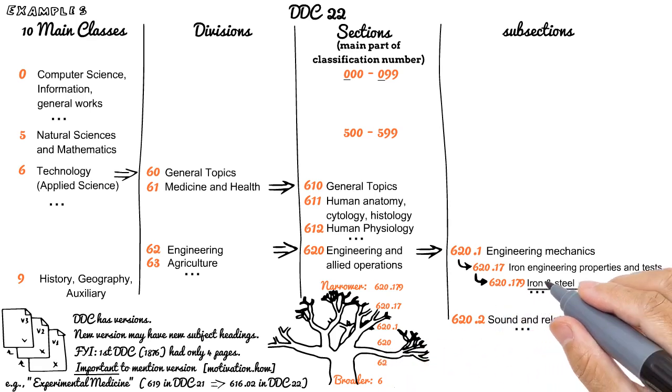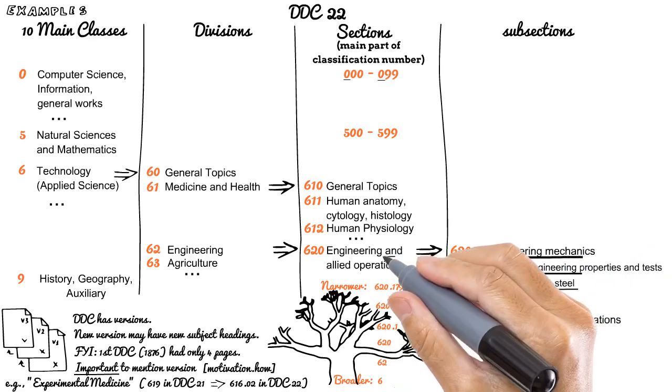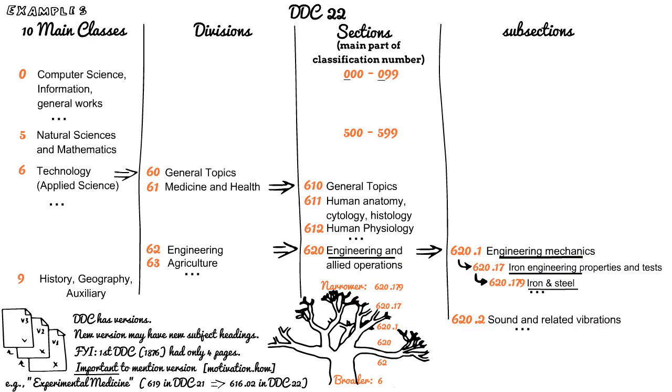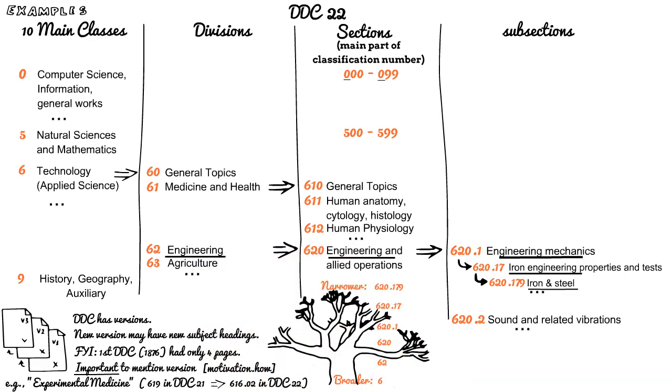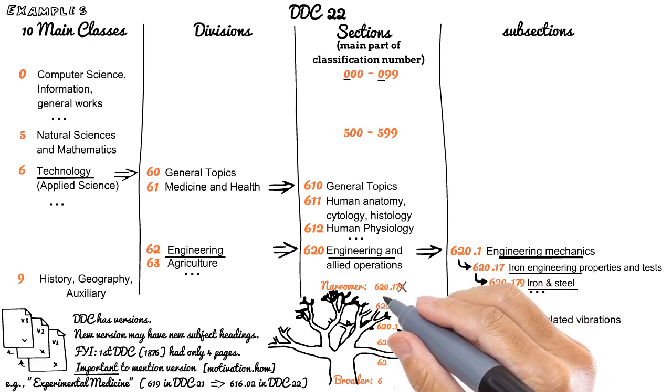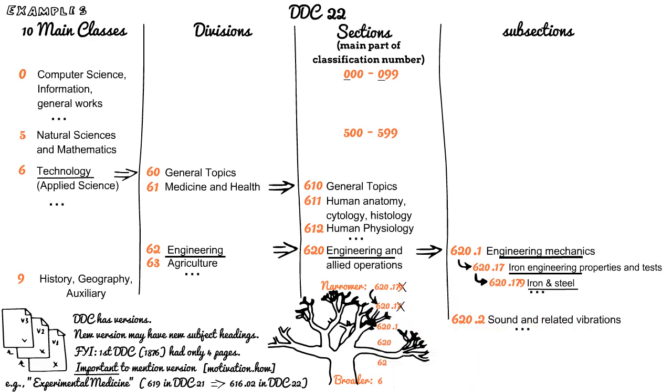For example, you can travel from iron and steel subsection through engineering, mechanics and materials and engineering and allied operations standard subdivision subsection, all the way to engineering and allied operations division numbered 62 and DDC main class technology with number 6. As you can see, it's relatively easy to use such decimal system in searching using computer. Just add or remove rightmost digit and you can move to narrower or broader topic, if such does exist. And the great thing about this classification is that it was already done for your convenient use.